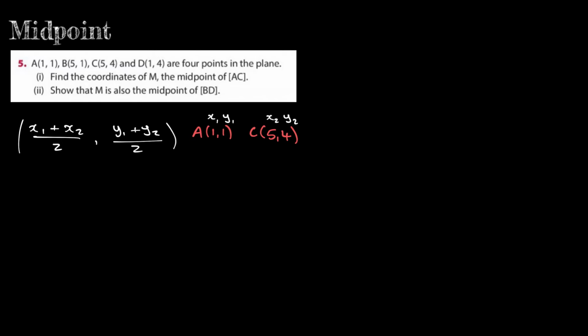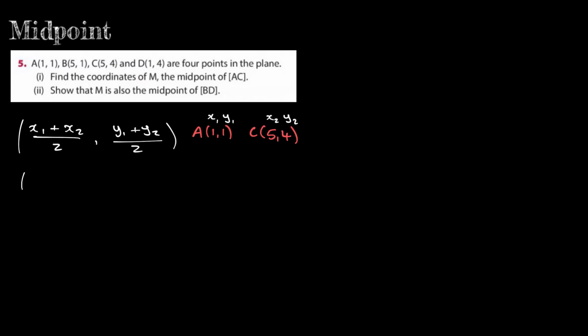So, the next step is very simple. The next step is just subbing in those values. We're going to take each of these and drop them into the equation. So instead of x1, I'm going to put in 1. Instead of x2, I'm going to put in 5. Instead of y1, I'm going to put in 1. And instead of y2, I'm going to put in 4. So let's do that.